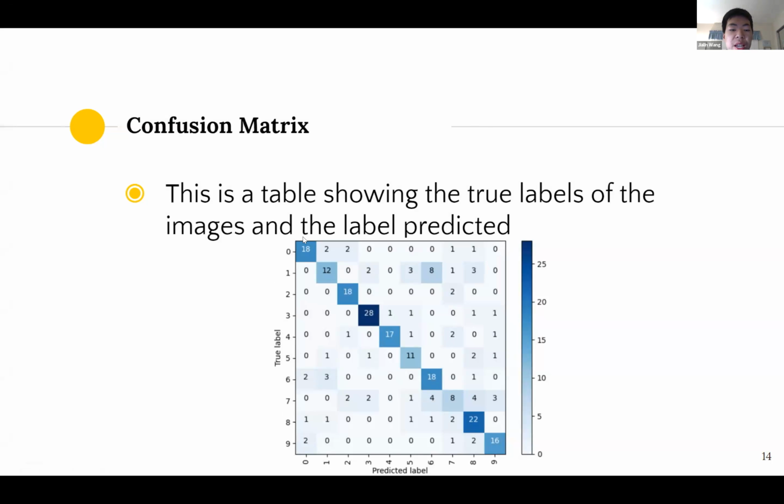So each bird is assigned a number from 0 to 9. For example, in the bottom left corner, the true label is 9, and the predicted label is 0. So it means there are 2 images that are supposed to be ruby-throated hummingbirds, but the computer mistakenly classifies them as American crow. So you can probably see we want as many things as possible across the diagonal from the top left to bottom right, because the two labels match, which is a correct prediction. And you can see overall most of the data lies on this diagonal, which is a good sign.